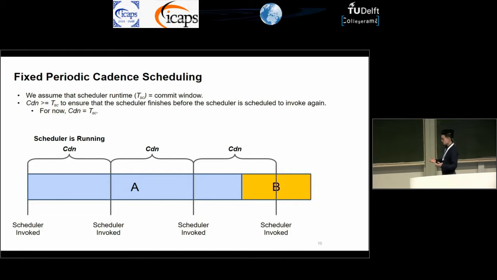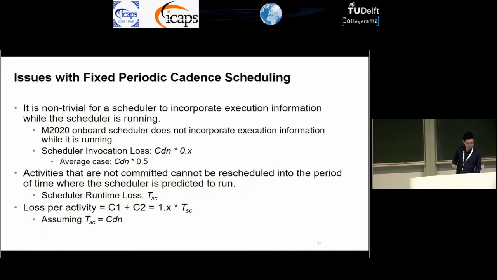So the original approach we had to determining when to reschedule is this very simple fixed cadence scheduling. And all fixed cadence scheduling says is you reschedule at a fixed cadence. And we're actually going to simplify it a bit for our paper, where the cadence is going to be equal to scheduler runtime, and we're also going to simplify the commit window to be equal to the scheduler runtime. And that's usually going to be a conservative estimate of the scheduler runtime. And so there are two main types of losses that occur when you have fixed cadence scheduling and any type of execution, actually.